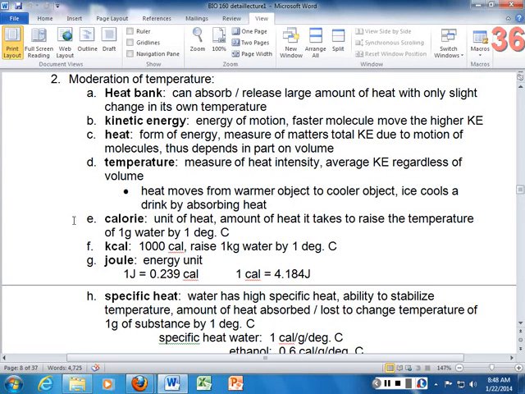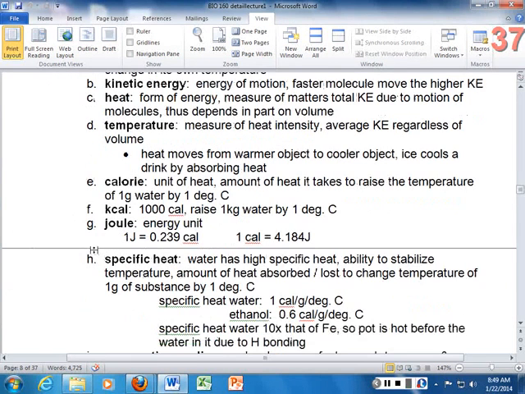Temperature is a measure of heat intensity. It's the average kinetic energy regardless of the volume. Heat will move from warm to cool. It's the heat energy that moves, not the cold. So when you put ice in a glass of water, it's not the ice cooling off the water. What happens is the heat from the water goes into the ice and melts it. Likewise, if you open the door to your house and it's warm inside, cold outside, you're not letting the cold air in, you're letting the heat out.